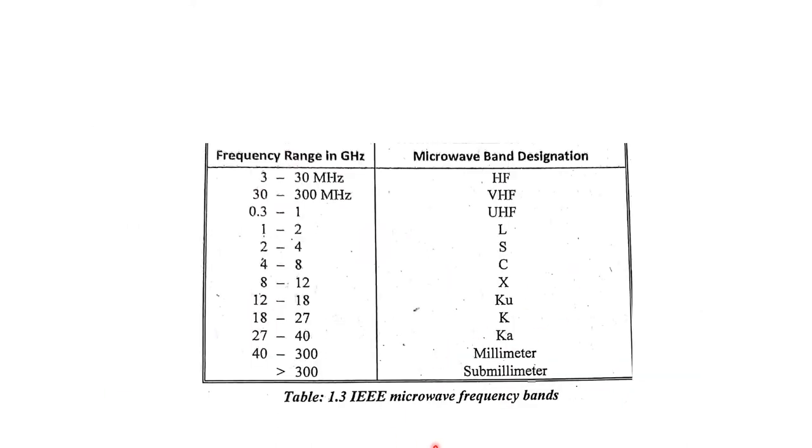Next is the IEEE microwave frequency bands, which define the standard frequency ranges of microwave frequencies. Nowadays we are using this one. 3 to 30 megahertz is high frequency, 30 to 300 megahertz is very high frequency, and 0.3 to 1 gigahertz is ultra high frequency. 1 to 2 gigahertz is the L band, 2 to 4 the S band, 4 to 8 the C band, 8 to 12 the X band, 12 to 18 the Q band, 18 to 27 the K band, and 27 to 40 the G band. We can call the range from 40 to 300 millimeter, and then greater than 300. Up to 300 gigahertz we are using these microwave frequencies.